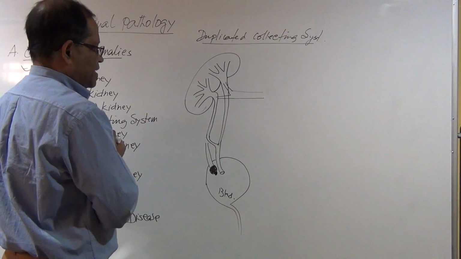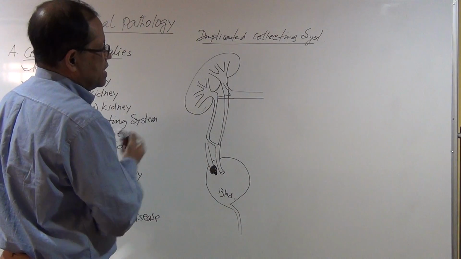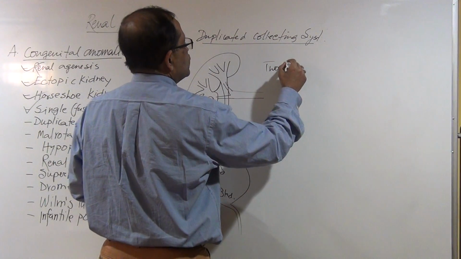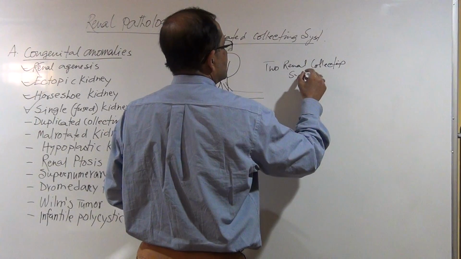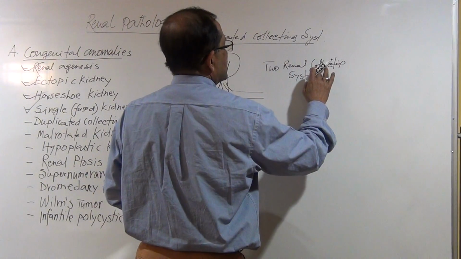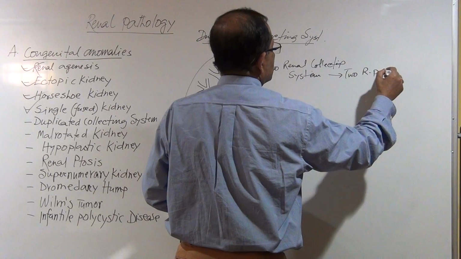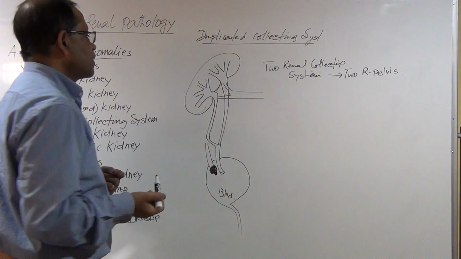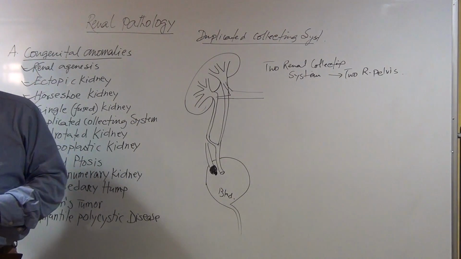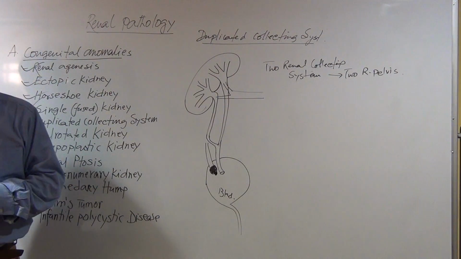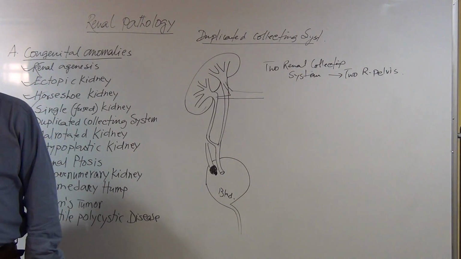So duplicating collecting system, you have to click the color, then you will see the two renal pelvis. Here you will see two renal collecting systems. Two renal collecting systems means two renal pelvis. Okay, and sonographically you may not get it. If not, then IVP, contrast mediated X-ray, can identify this duplicating collecting system clearly.